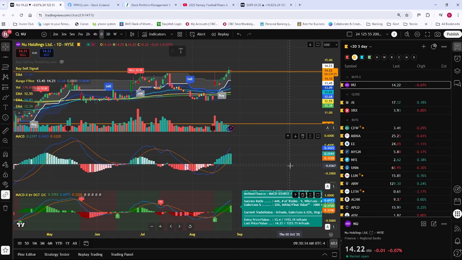So what we're looking for in the momentum indicators, in a nutshell, is this. We're going to look at our MACDX strategy. We're going to look for a stock that's coming off of red and moving to green, and then gets the green flag buy signal. So that's what we're looking for.